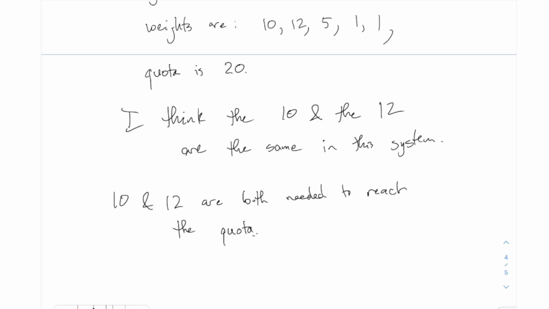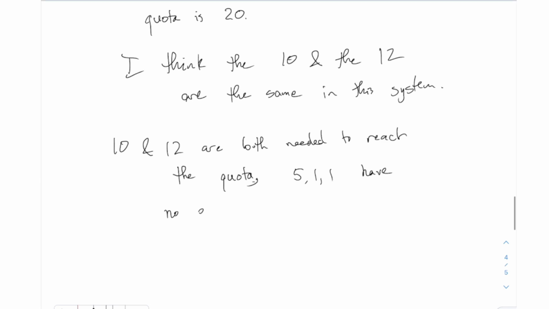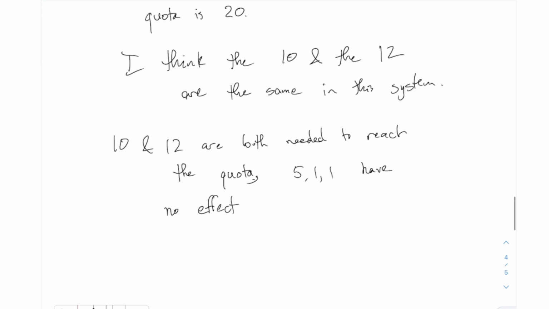And what about the 5, the 1, and the 1? If you think about it for a moment, I think you will agree, there is no scenario in which those votes matter, right? They can't possibly add up to meet the quota. And if the quota is already met, then their votes don't matter anyway. In this case, the 10 and the 12 are both needed to reach the quota. The 5, the 1, and the 1 have no effect at all, whether they vote or not, whether they contribute their points to the total, it doesn't matter.